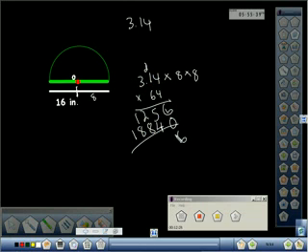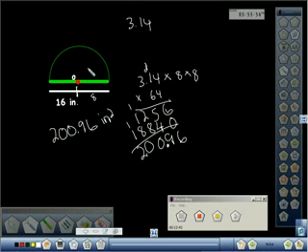I find myself writing sideways all the time. 9, 0. Carry the 1. 8, 9, 10. 0. Carry the 1. 2. So we get 1, 2, 1, 2. Okay, so the whole circle would be 200.96 hundredths, in inches squared.